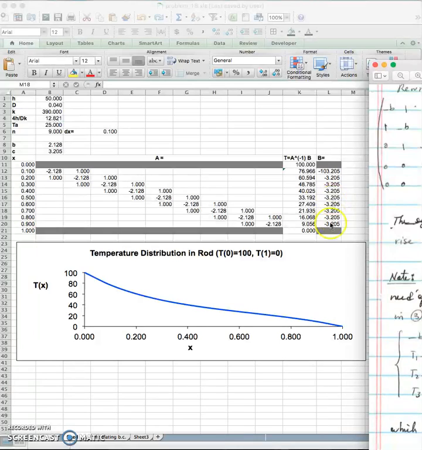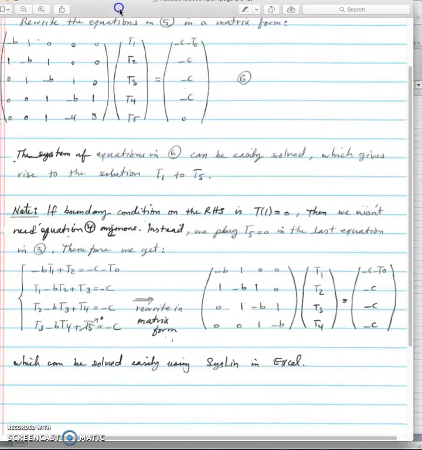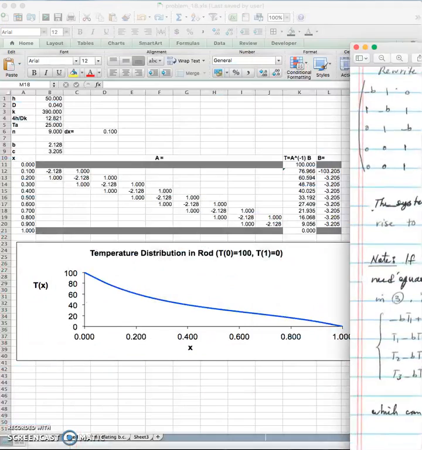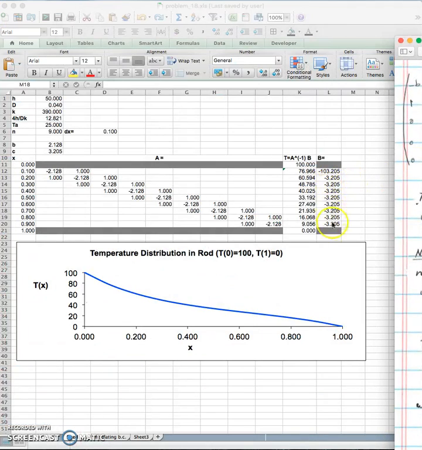Now the right side, which is the constant vector on the right side of the equation, is going to be basically this. So it's minus c all over, with the minus T0 on the first element. So that's why we have minus c all over here. So this is c and this is minus c. The first one is minus c minus 100, which is the temperature on the left end. All right, so you can go ahead and use syslin to solve this system.